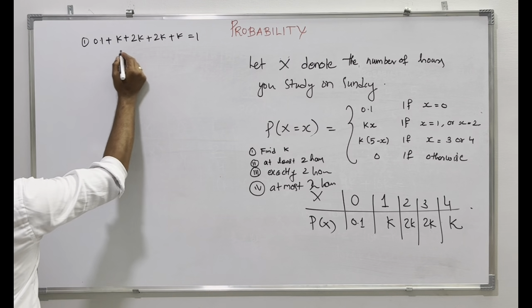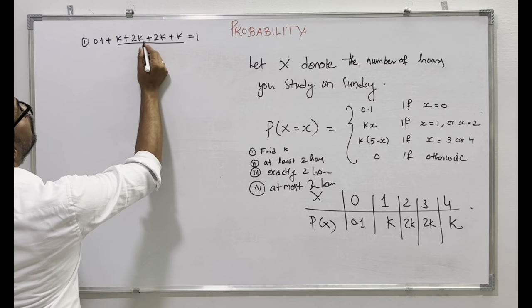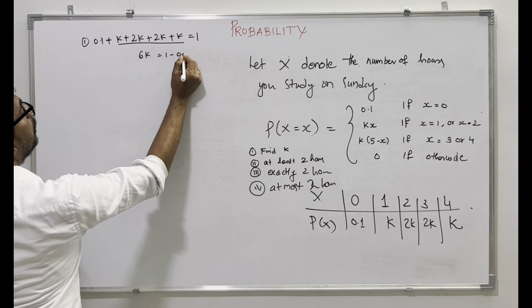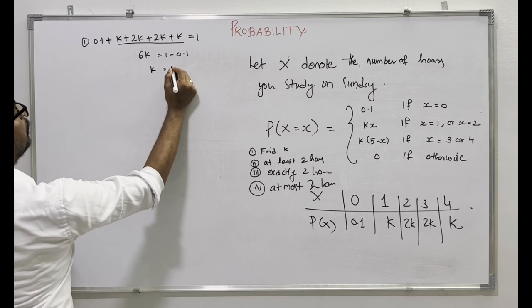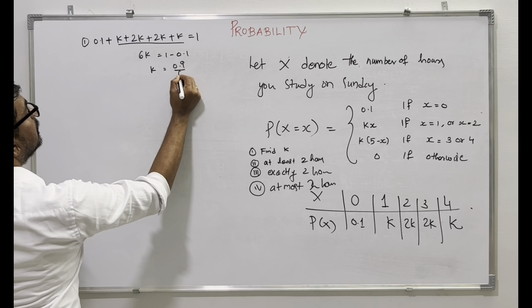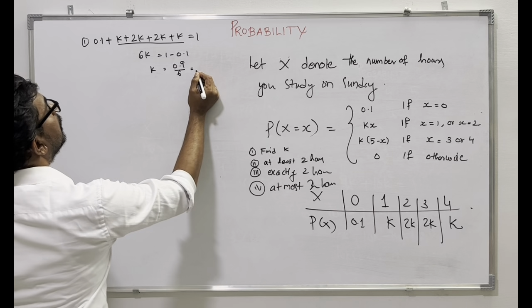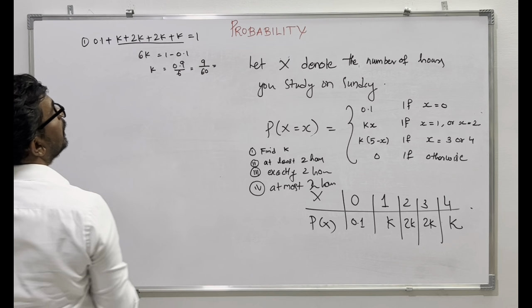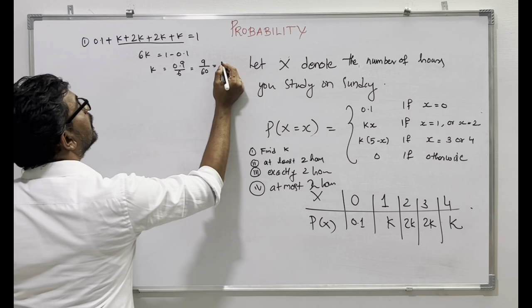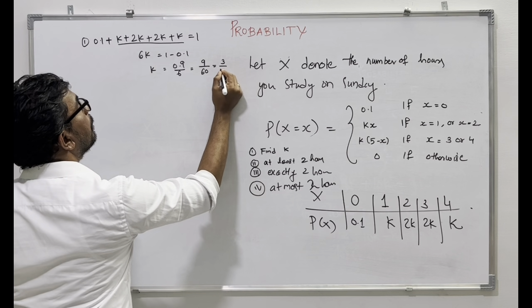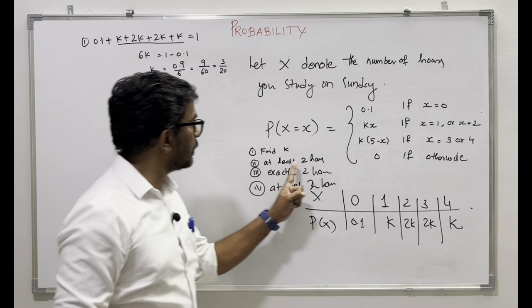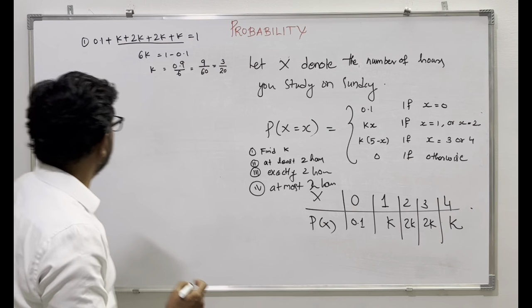So if you add, you will get 6k is equal to 1 minus 0.1. That is k is equal to 0.9 divided by 6. That will become 9 by 60, or you can cancel by 3 and write it as 3 by 20. Okay, that's the k value. Now what is the probability that at least 2 hours?